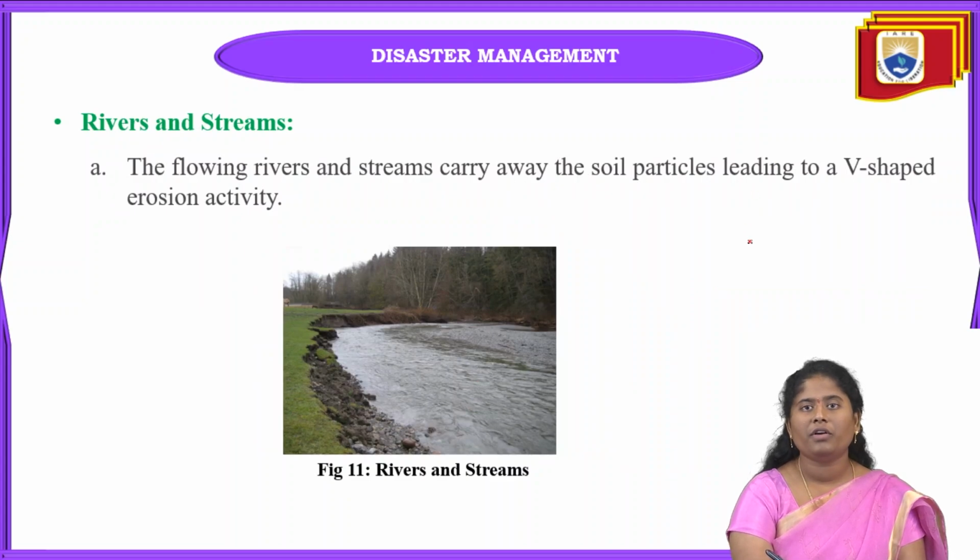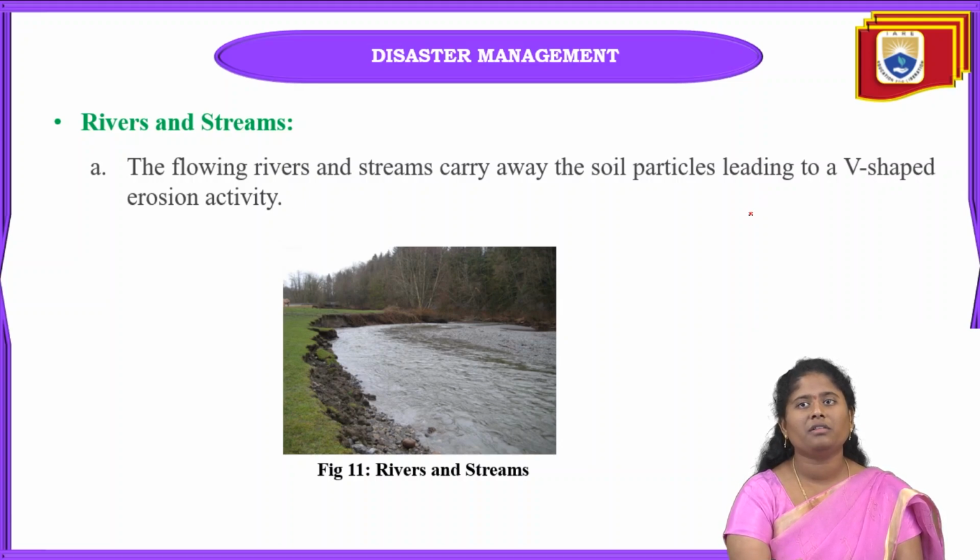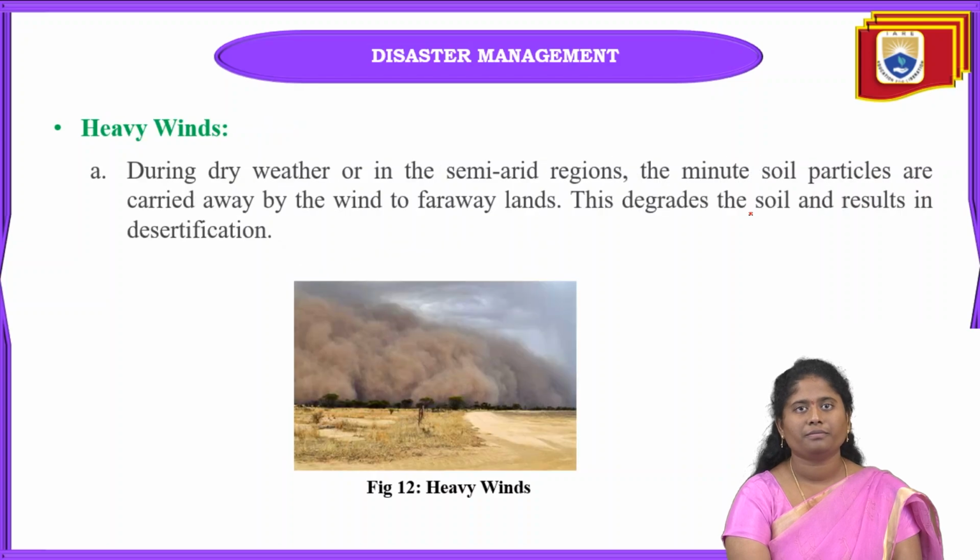Next one is rivers and streams. When rivers or any water bodies like streams flow, they carry away the soil particles. Because of this carrying of soil particles, it leads to V-shaped erosion activity. That is also one of the main causes of soil erosion.